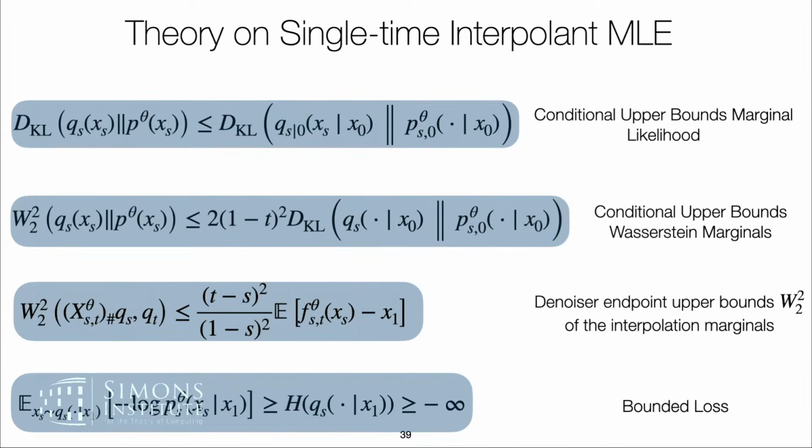Now, based on this, you can write the usual theory, which is to say that the conditional upper bounds the marginal path. You can construct Wasserstein bounds. You can show the loss is bounded. A lot of these things are straightforward mechanics if you're familiar with stochastic interpolants and flow maps. So I won't go into the theory too much because it's all routine.